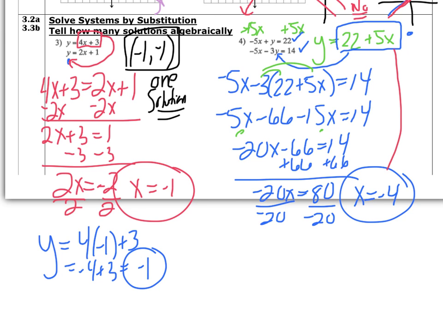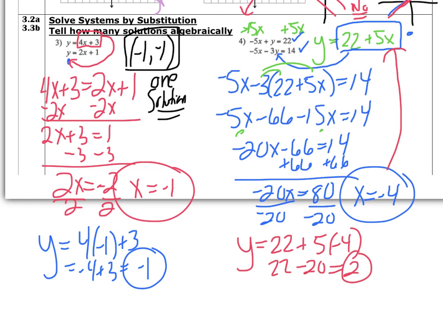So if I put this right into here and I solve, I'll get y equals 22 plus 5 times negative 4. That's 22 minus 20, or it's 2. So what I just discovered is the answer is the ordered pair negative 4, because that's x, and then 2 is the y. So negative 4, 2. There's only one answer here, so there's one solution.